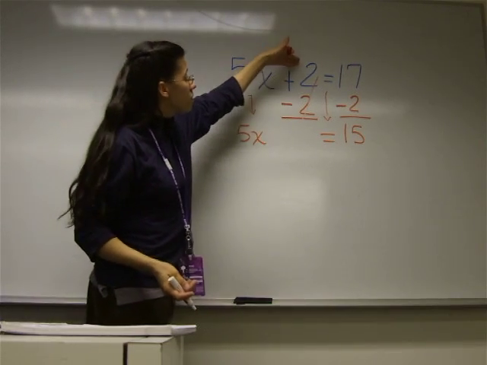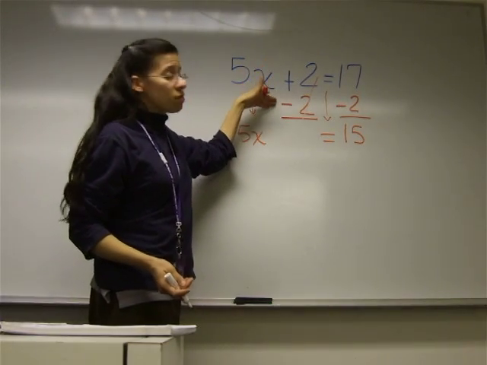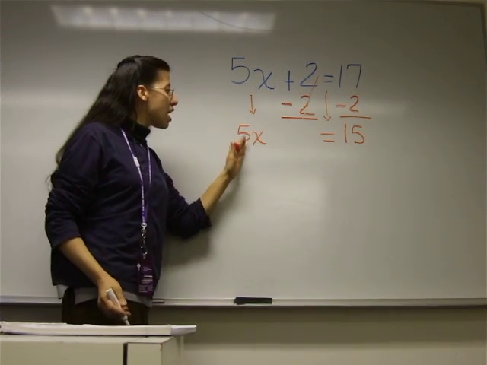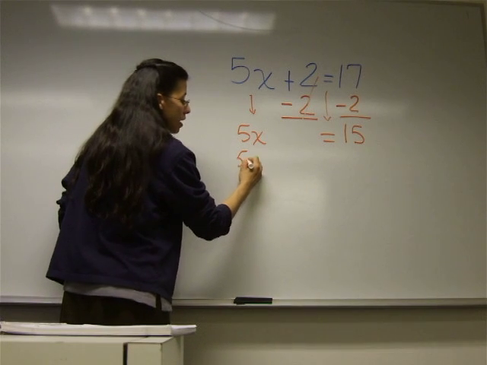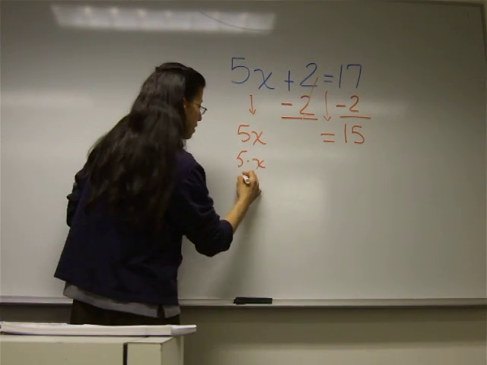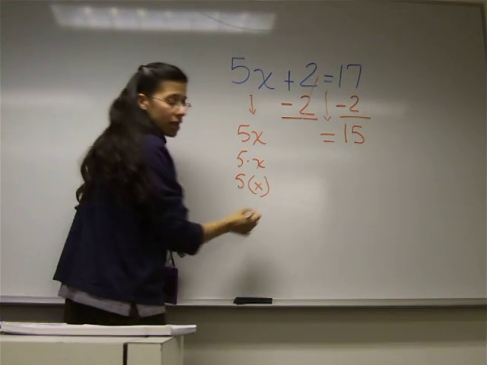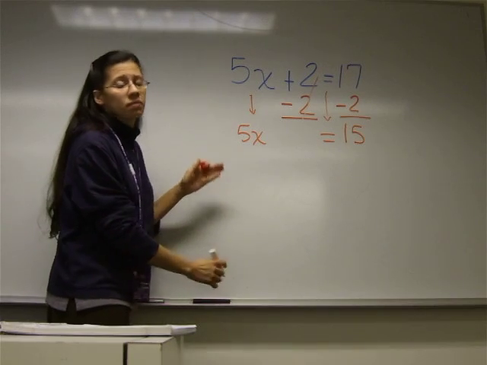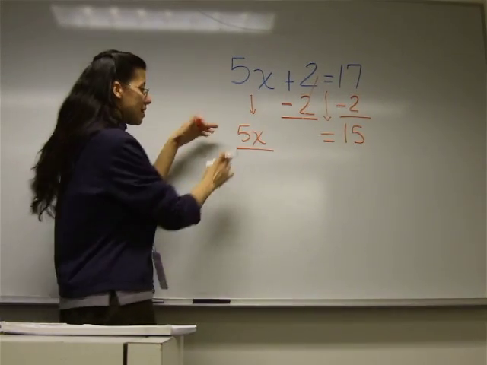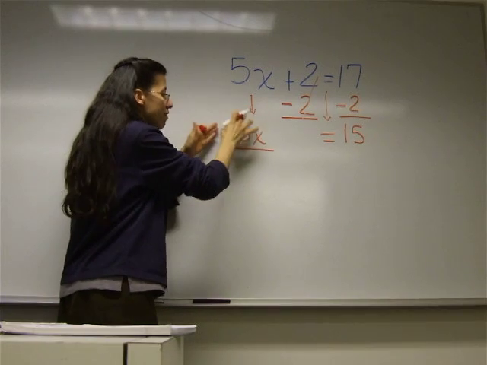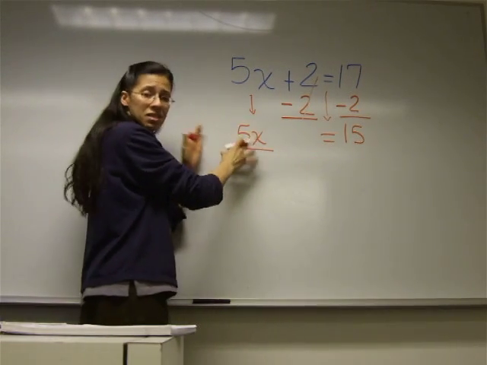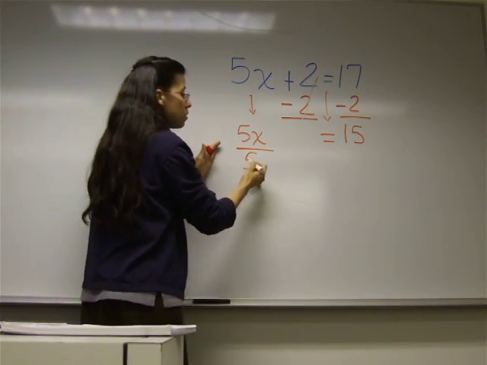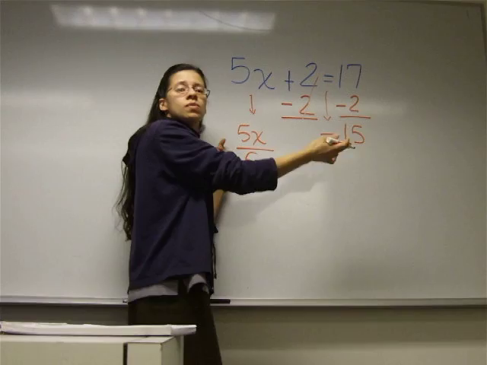Now here you had a positive 2, and you did the opposite, which is subtraction. Here you have 5x. 5x is really telling you 5 times a number. This is really saying 5 times x. The opposite of multiplication is division. I'm going to divide it by this number because I have to get it to the other side. If this is multiplication, I'm going to do division. So I'm dividing it by 5, and what I do on this side of the equal, I have to do on the other side of the equal.